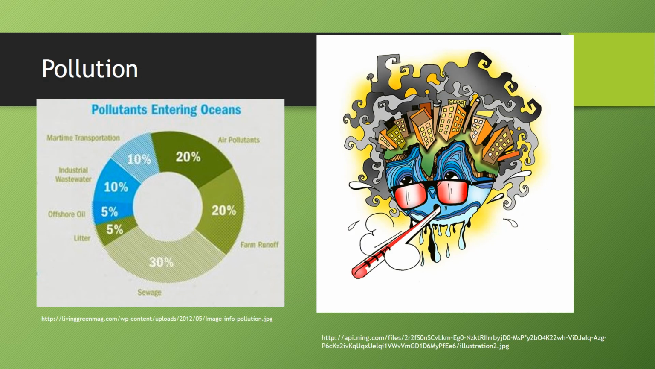If you look at the diagram on the left, it shows us the pollution that's entering into our ocean. So if you think of the circle as being all of the pollution, you'll see that 30% of that is sewage, 20% comes from the air pollutants, and then 20% from farm runoff, so that's fertilisers and things coming from farms. You've also got maritime, so ships, you've got industrial waste, oil there as well, and then 5% is litter. So a lot of things going into the ocean, which is making the ocean sick, and then affecting the animal life as well.